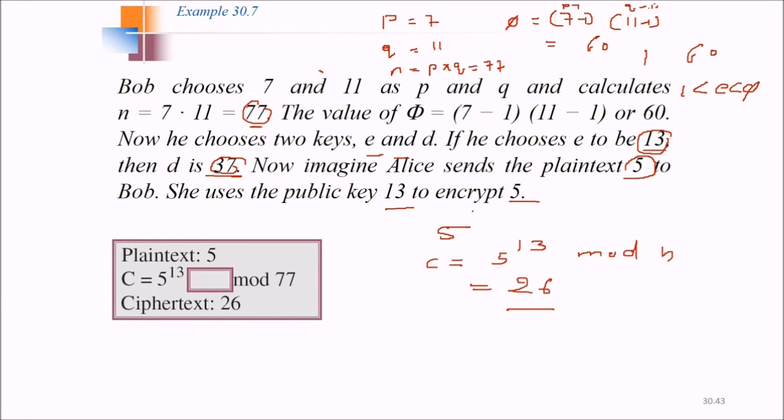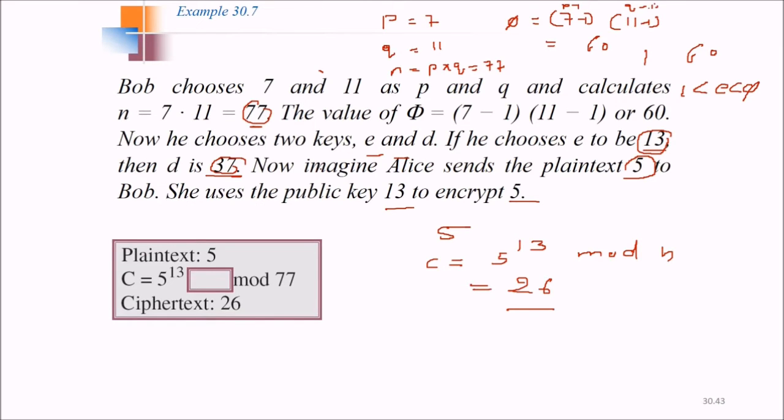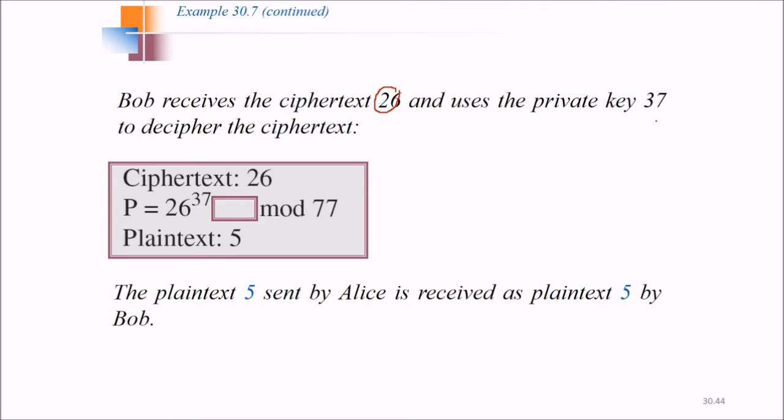But on the other side, Bob receives 26. And of course, he uses the private key 37, which was this. D was 37. He uses this 37 private key to decipher. So what he's going to do, he'll take what he has got, 26 to the power 37, and he'll take mod with 77. So he'll get 5. The plain text was 5, and the plain text 5 sent by Alice is received as plain text 5 by Bob. So this is the RSA.